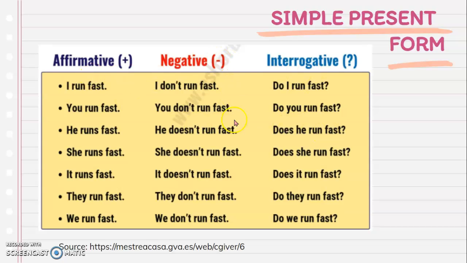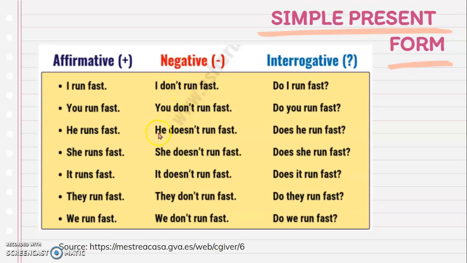Let's take a look at some examples. These are affirmative sentences. These are negative sentences. And these are interrogative sentences. Notice that we use an extra s in the verb for the subjects he, she, or it. For the rest of the subjects, this is not necessary.